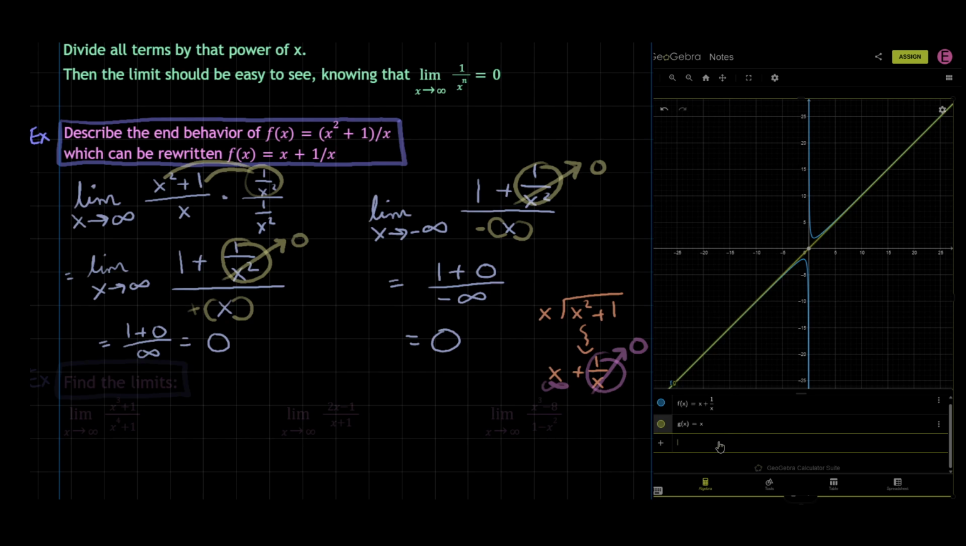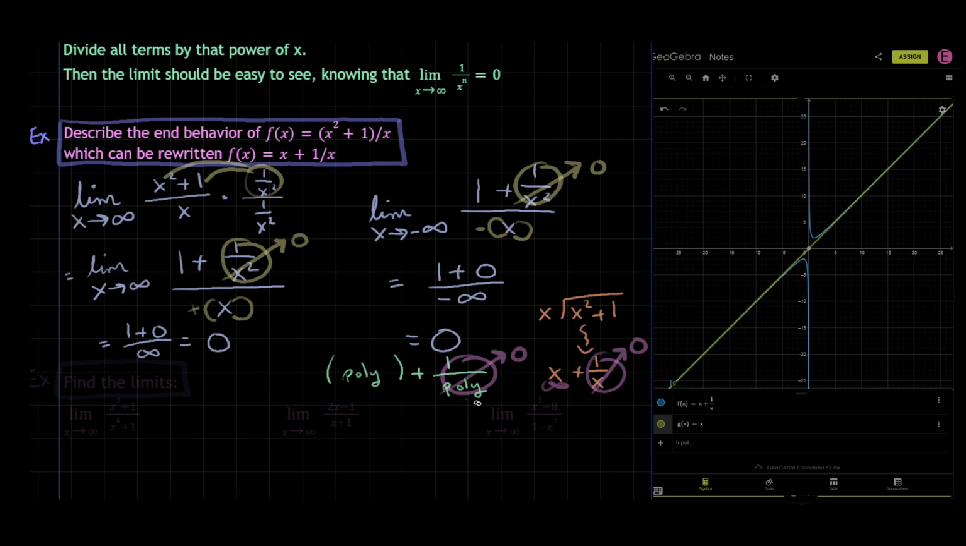So in general, this will work for rational functions of any kind. When you do that polynomial division, you'll have some polynomial, plus 1 over some other polynomial. Now, 1 over any polynomial goes to 0, because polynomials go to plus or minus infinity at their end behavior.